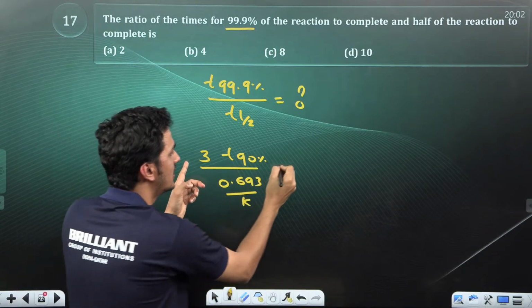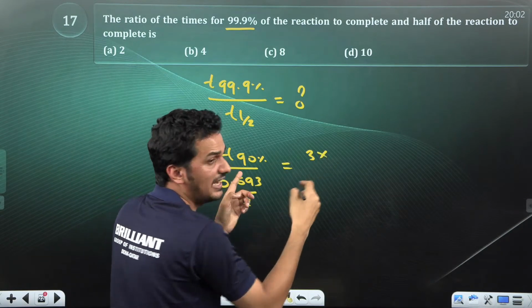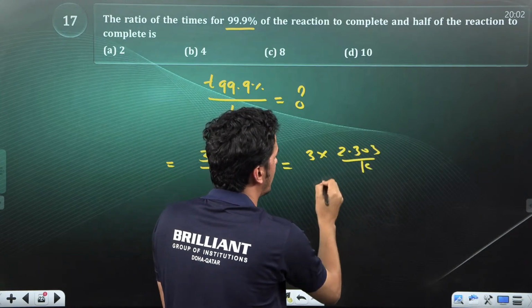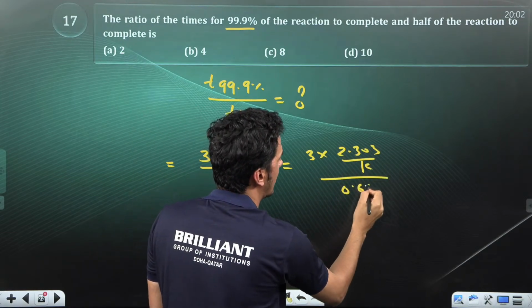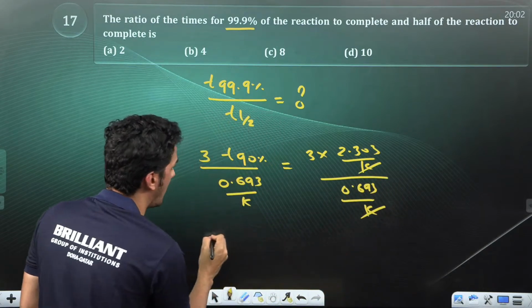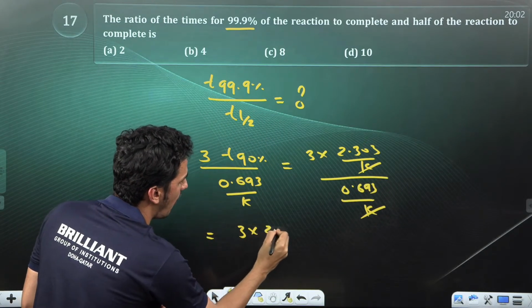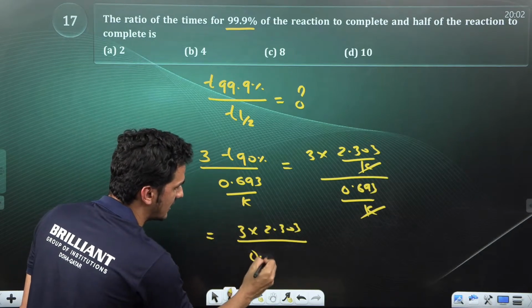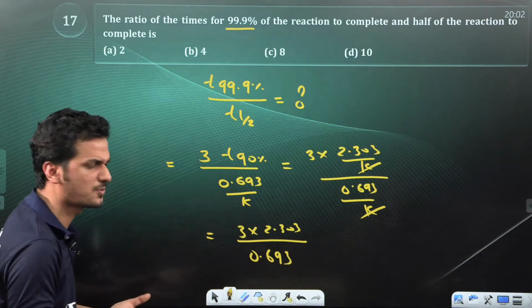So then what is T90%? That we already told: 2.303 by K divided by 0.693 by K. I can cancel K. Then what is remaining? 3 into 2.303 divided by 0.693.